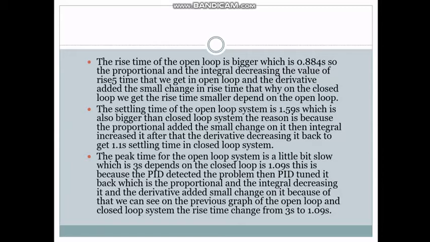Then the peak time for the open loop system is a little bit slow, which is 3 seconds, compared to the closed loop, which is 1.9 seconds. This is because the PID detected the problem, then PID tuned it back: the proportional and the integral decreased it, and the derivative added a small change on it. Because of that, we can see on the previous graph of the open loop and closed loop system, the time changed from 3 seconds to 1.9 seconds.